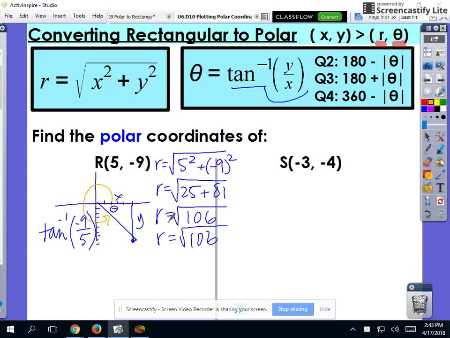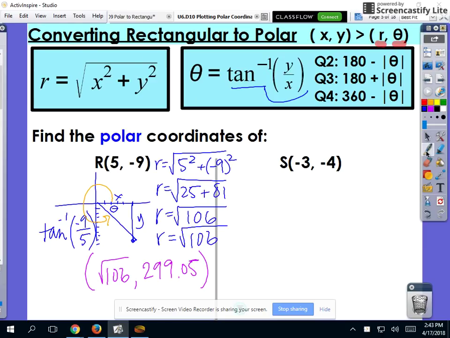So the way we would write our final answer is going to be root 106, 299.05. All right, and for right now, let's do 2 decimal places throughout. On any assessments, you'll be told which ones you're going to go for. Okay, let's move to our second example.